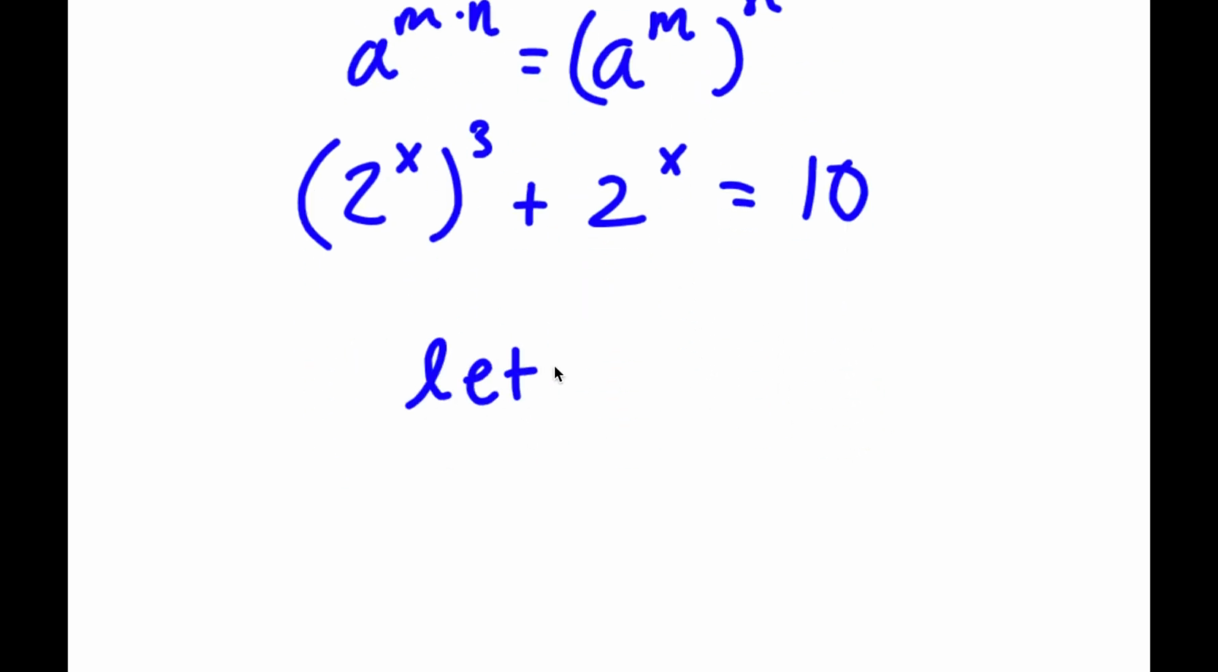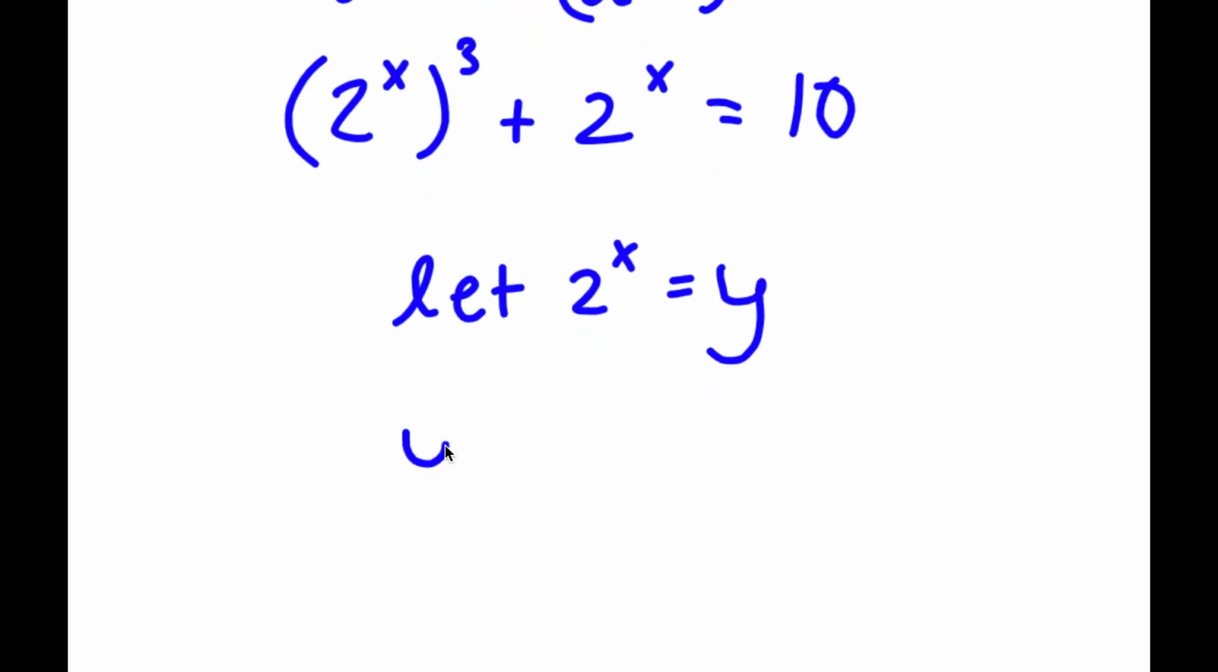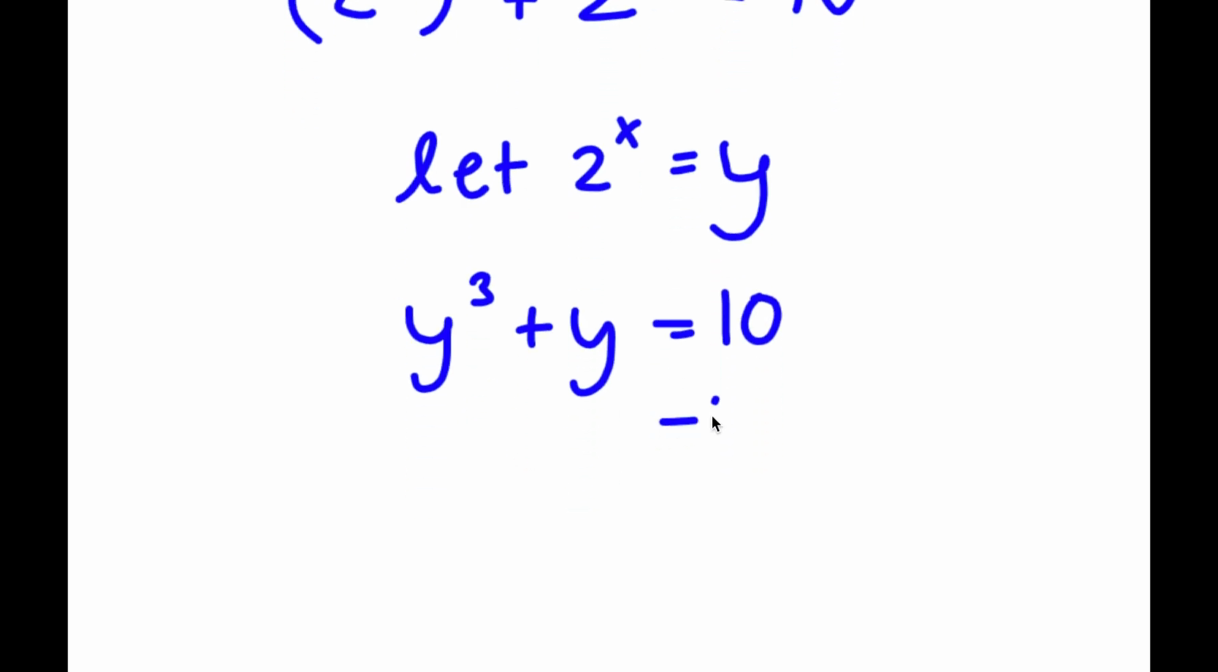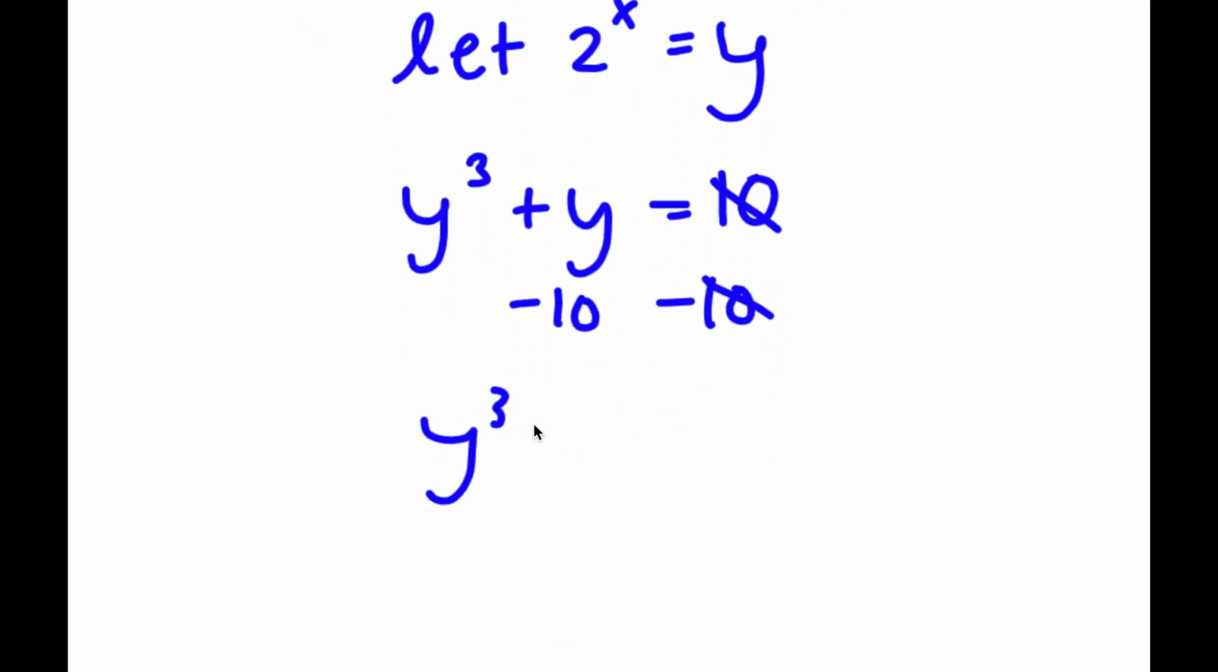Now I'm going to let 2 to the power of x equal to the variable y. So I have y to the power of 3 plus y is equal to 10. Now if I subtract 10 on both sides, these two cancel out, and I get y to the power of 3 plus y minus 10 is equal to 0.